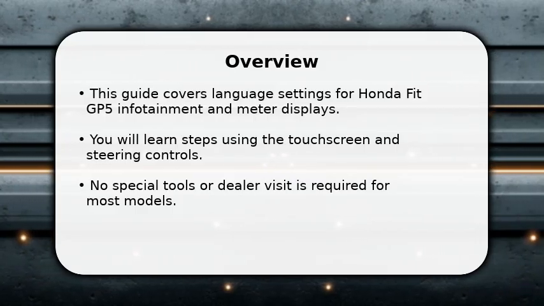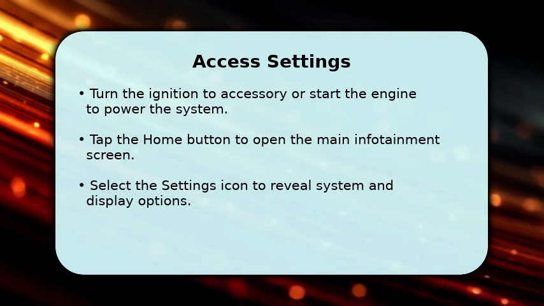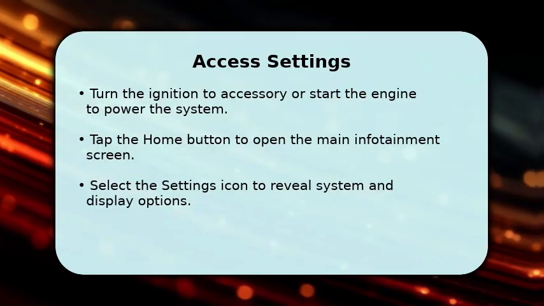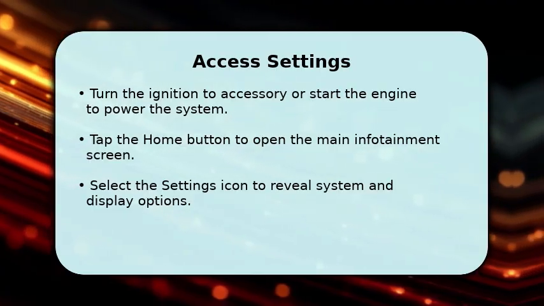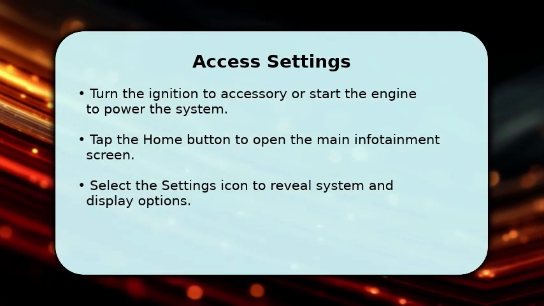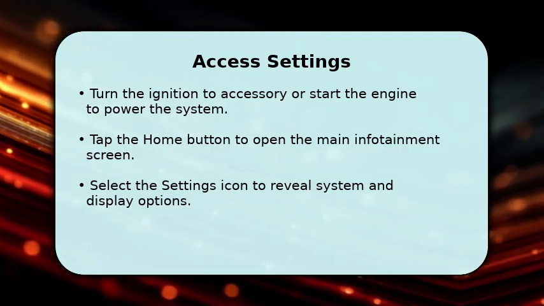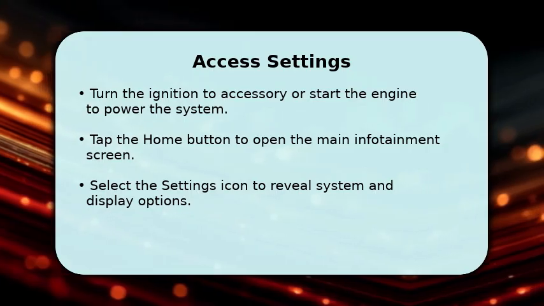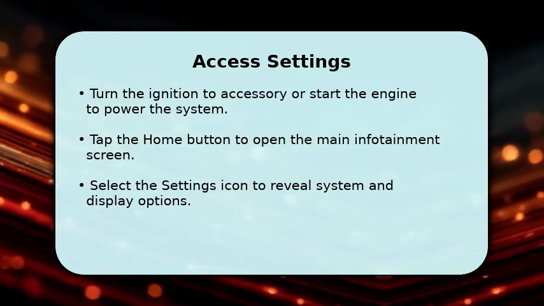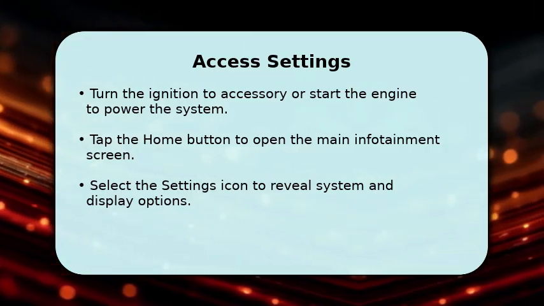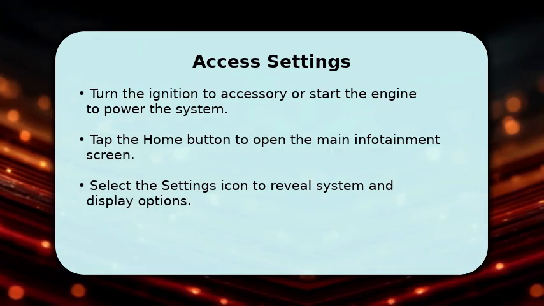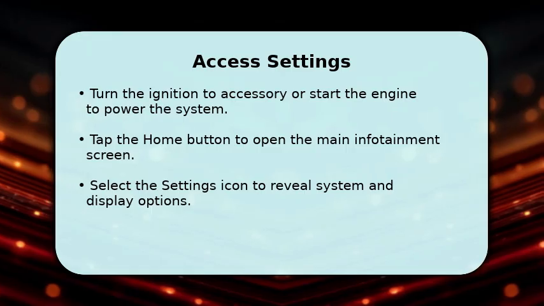Begin at the home screen and tap Settings to access system preferences. Look for a menu labeled System, Display, or General depending on your software version. Use touchscreen arrows or steering buttons to enter language selection. If prompted, confirm your choice and allow the system a few seconds to update both menus and meter displays. If the change does not apply, repeat the steps and ensure the vehicle is not in a restricted mode.